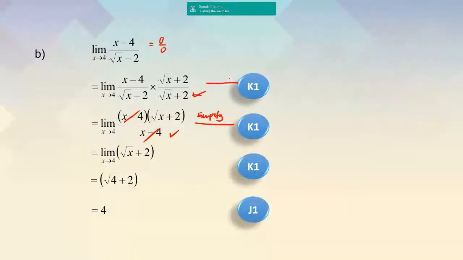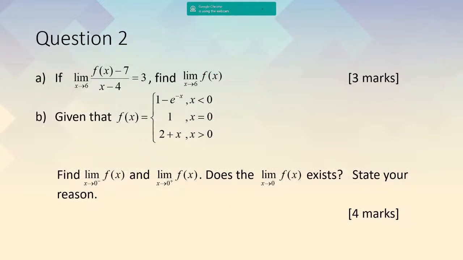So the first mark is conjugate, then simplify, then substitute the limit, and then the last mark is your final answer. Okay, so next you'll proceed with question 2.